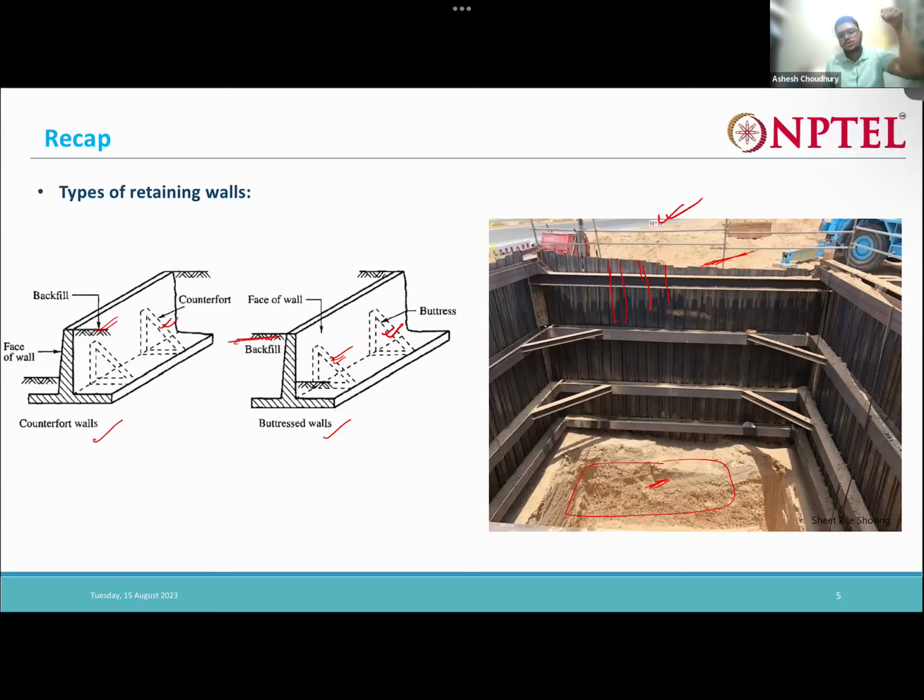So these are actually a braced sheet pile wall. Some bracings are given so that the sheet pile gets more strength. Soil is pushing from outside, so to prevent it from collapsing, some bracing is also provided. You will see one more type of sheet pile bracing in the next slide.